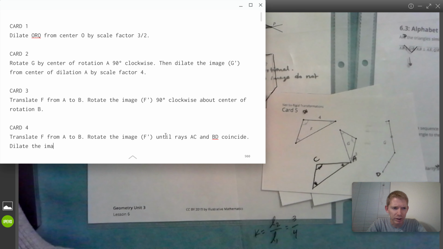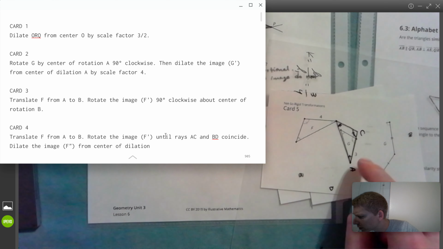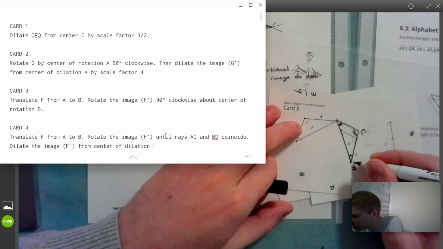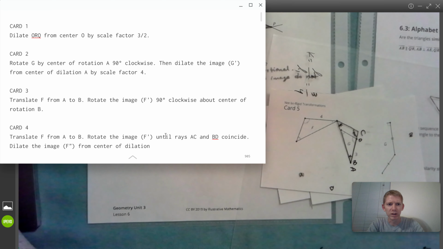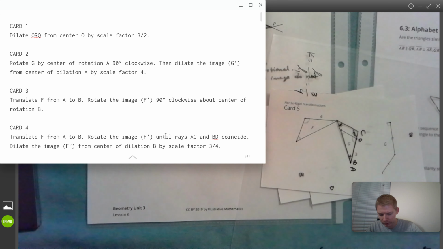Then we're going to dilate the image, which is now F double prime. Dilate the image from center of dilation. So our center of dilation is going to be right here at, well, this point right here is B. This point right here is B, and this one is D. By center of dilation B, by scale factor 3/4. Okay, so that will work for card 4.